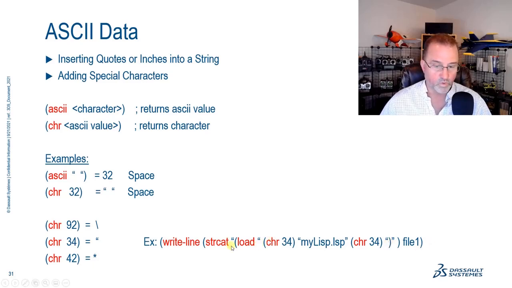So in order to make that work, what you'll see here is I can write line and I can string cat the first part of what I need to send to that script file, which is open parenthesis load, which notice is in quotes. And then I can supply the character 34, which is the quote, then within quotes my Lisp, and then another character 34, and then I can close with the close parenthesis for the load command, and then that ends the string cat, and then I send that to the file.